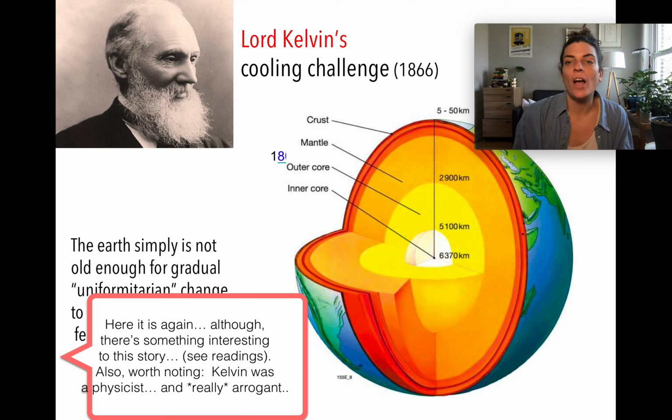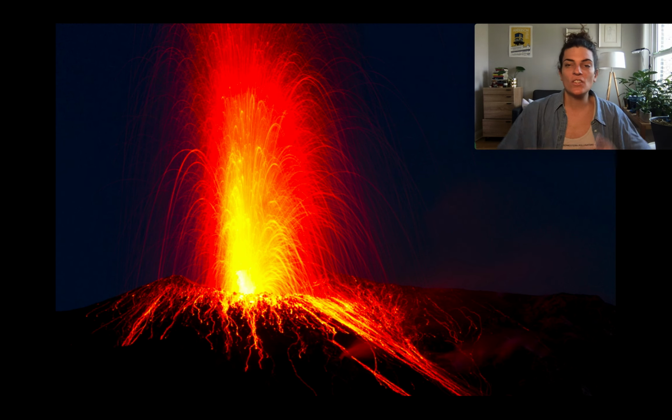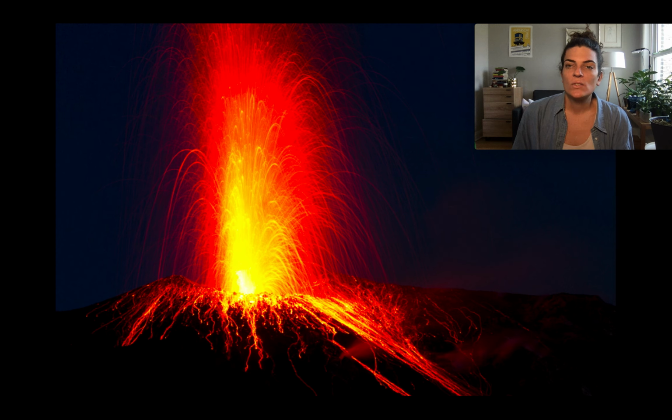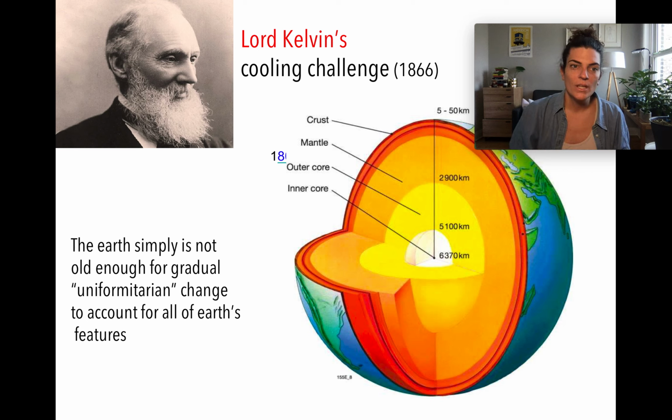So Lord Kelvin took on this question of what is the absolute age of the Earth? And he started at this question by observing volcanoes. Volcanoes, we know, are erupting things, hot liquid magma, that's coming from deep inside of the Earth's core. So Lord Kelvin assumed correctly that the Earth's core was a hot ball of magma that was ready to burst out to the surface. So the surface was cool, hard rock, and the center of the Earth was very hot. And Kelvin argued that the Earth is simply not old enough for gradual uniformitarian change to account for all of its features.